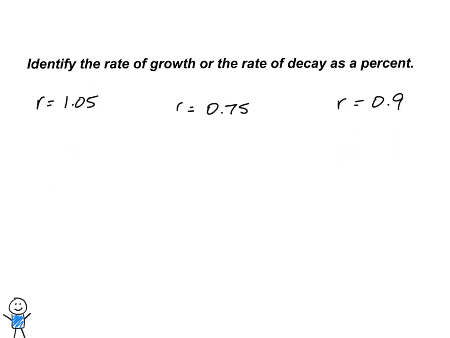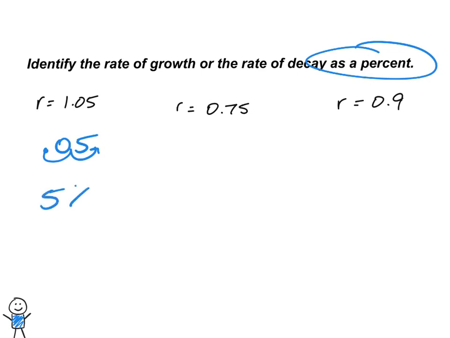On this slide, you're asked to identify the rate of growth or the rate of decay as a percent. So if you look at the first example on the left, 1.05 is the rate. We should recognize that by now as a growth, but the question asks for how much as a percent. So how far is 1.05 away from the 1? Well, it's 0.05 more than 1. To convert it to a percent, you move the decimal over 2 places, meaning this represents a 5% growth.